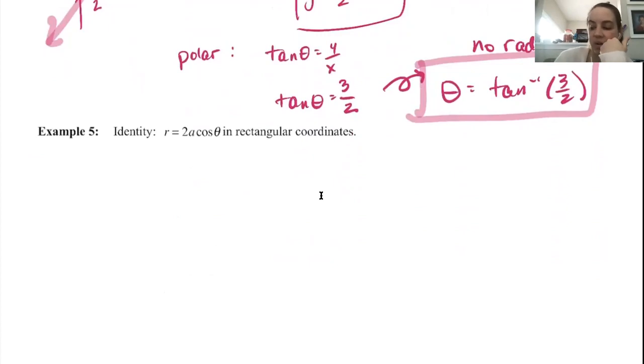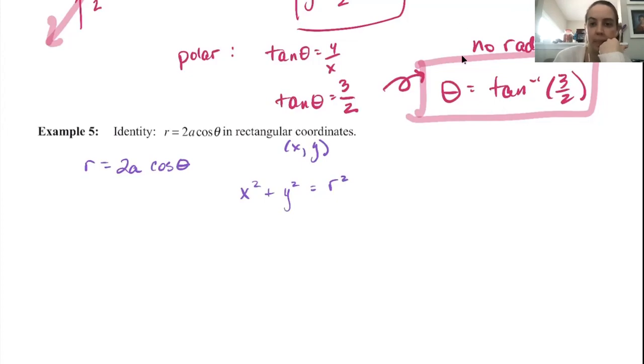Awesome. All right, we are going to find r equals 2a cosine theta in rectangular coordinates. So what's going on here? So r equals 2a cosine theta. Let's talk about what this really is. What can we turn this into here? I'm trying to think out loud. So we want to get to x and y, right? And we know that x squared plus y squared is equal to r squared.